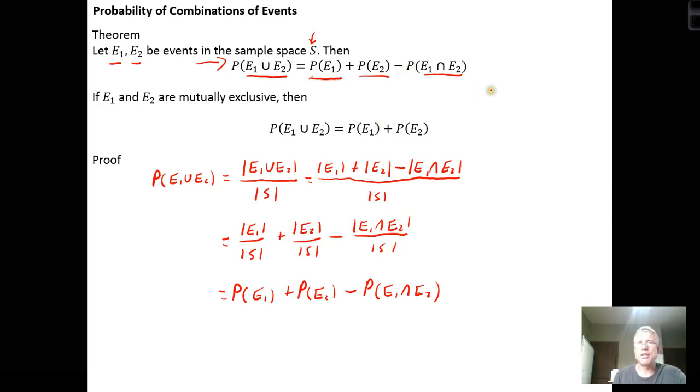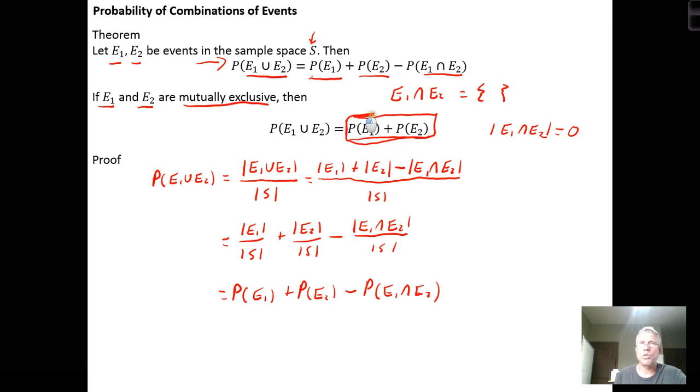And of course, if the intersection is empty, if E1 and E2 are mutually exclusive, that means that E1 intersect E2 is equal to the empty set, which means that the size of E1 intersect E2, because there's nothing in there, is 0. So if this is a 0, then if they're mutually exclusive, we just sum the probabilities. So an important thing usually is to determine whether you have mutually exclusive events or not. Do I have to worry about subtracting off the probability of the intersection?